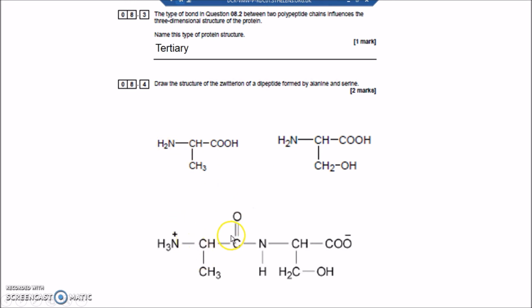NH2, CH, CH3, CO. It's lost the OH, and the NH has lost one of the H's to make water. CH, CH2OH, COOH. And then what's happened to form a zwitterion is that the H on the COOH has been lost as an H+. So it loses the H and leaves COO, and because it lost an H+, it becomes a minus. The H+ joins on the other end and instead of NH2, it becomes NH3 because it's gained an H and gained a plus, and the plus is actually on the N.